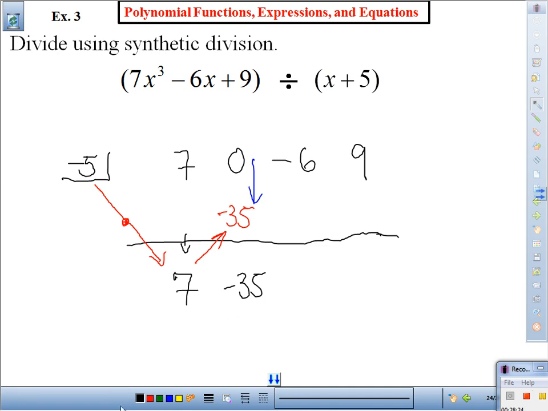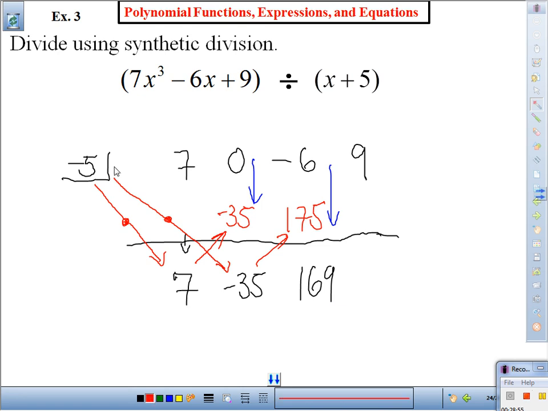I'm going to do it again. Negative 5 times negative 35. That's positive. 5 times 30, that's 150. 5 times 5 is 25, so that's 175. It's right there. From there, once again, I'm going to combine these, and that gives me what? 169.